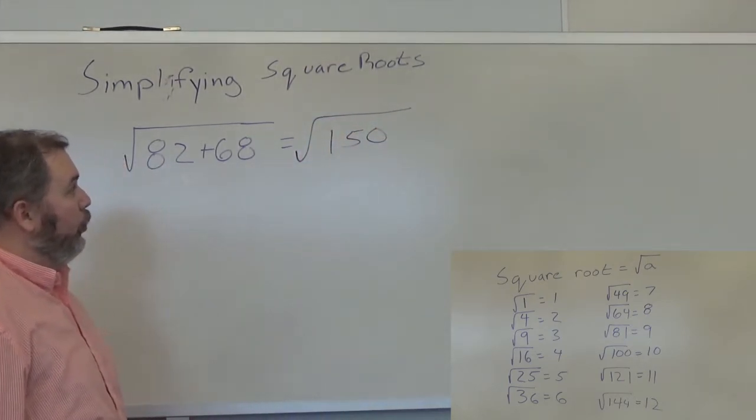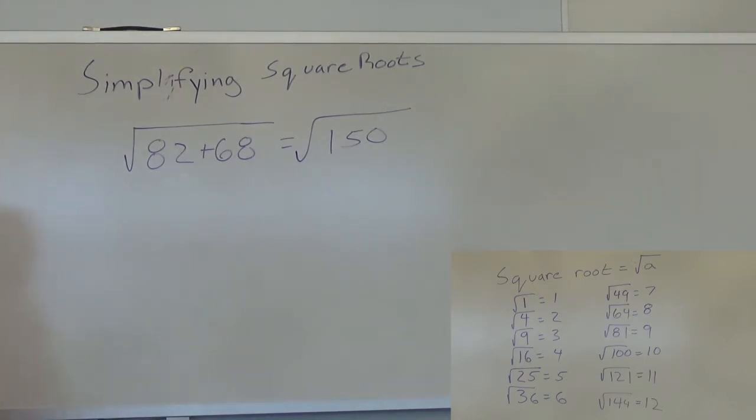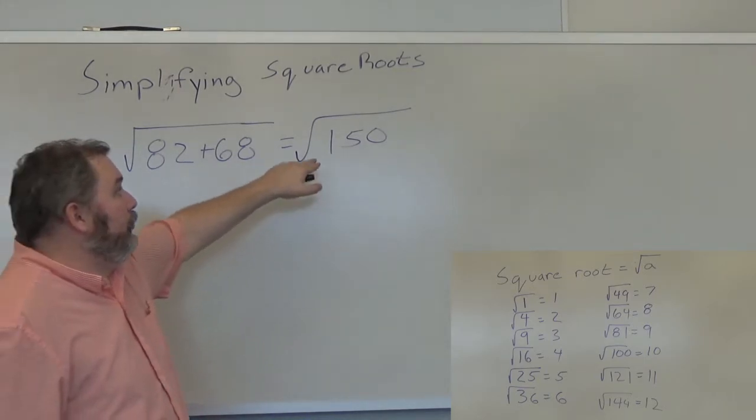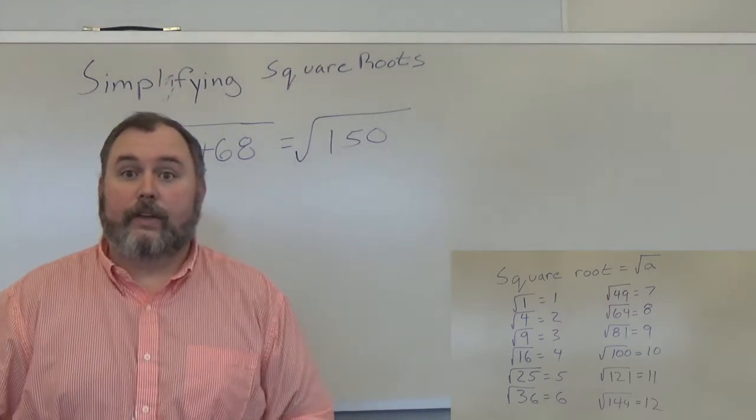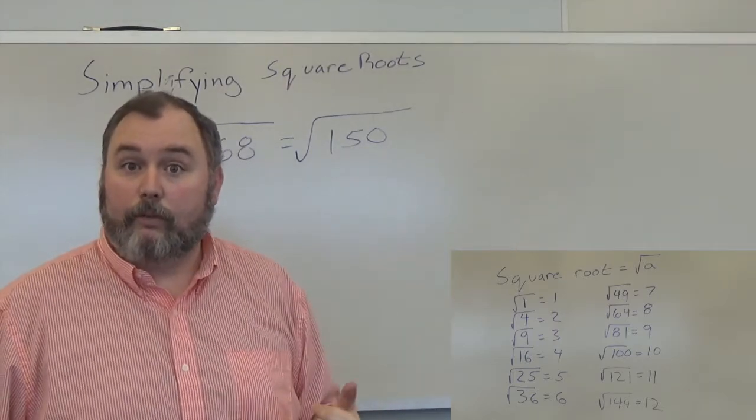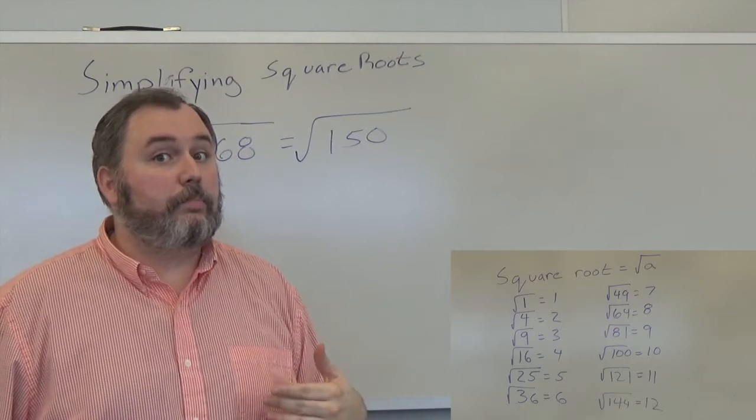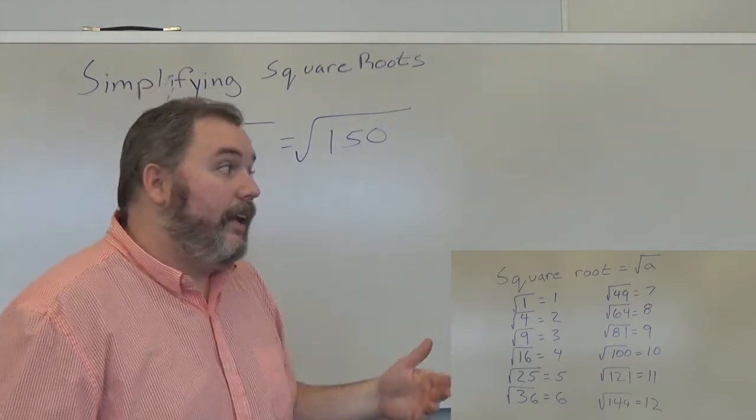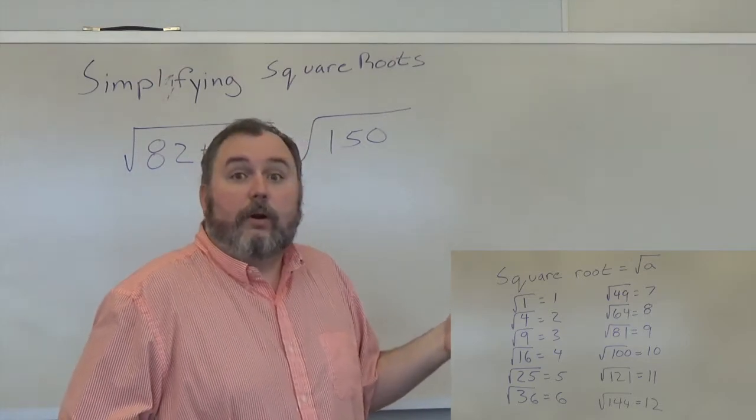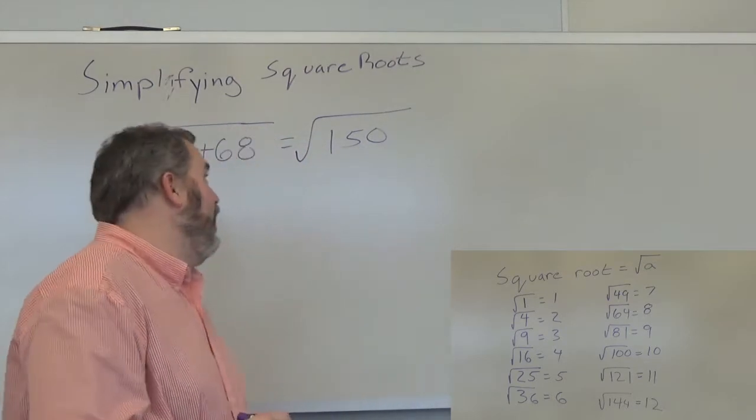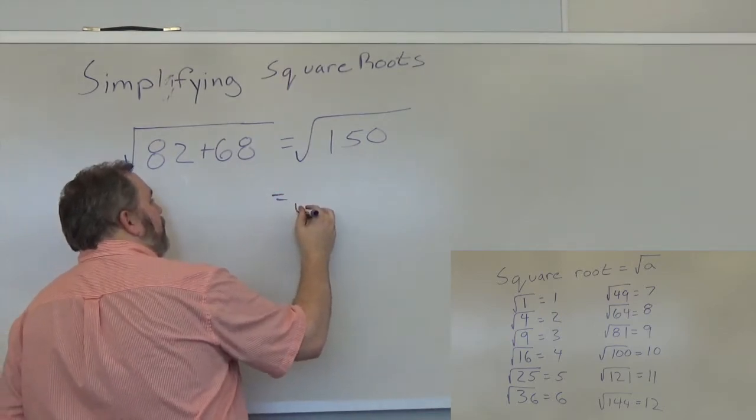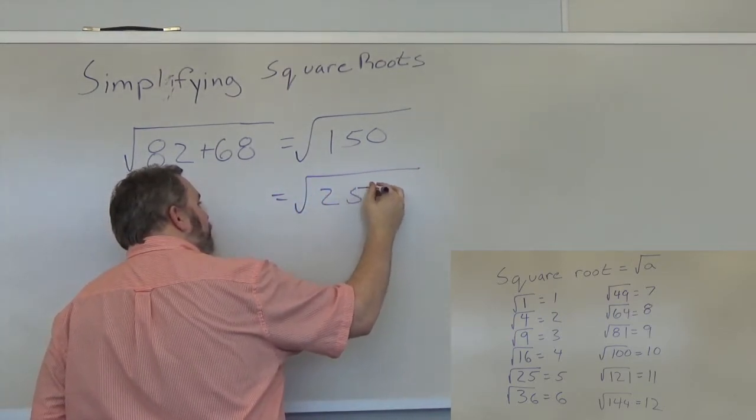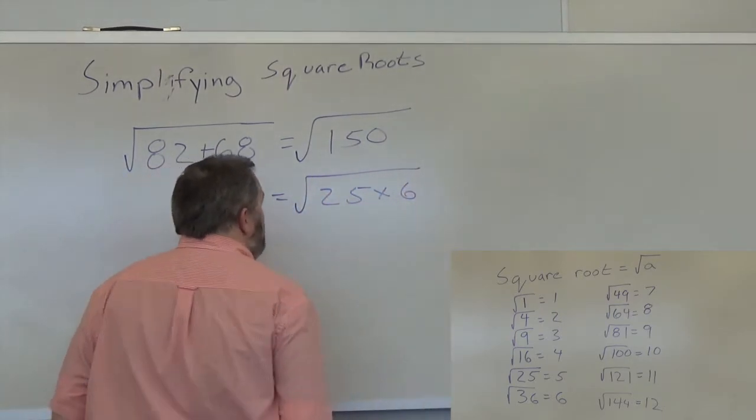All right? So we've just kind of changed the problem now. So now we want to simplify the square root of 150. Well, how do we do that? We go back to our perfect squares again. What's the largest perfect square we can divide 150 by? Well, again, in this particular case, the largest perfect square we can use is 25. So I can rewrite this as saying 25 times 6.